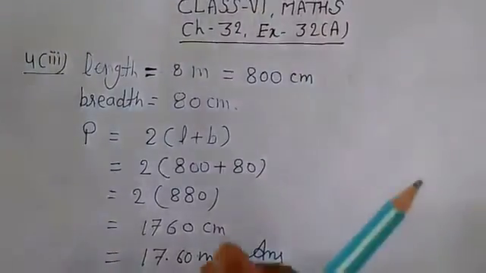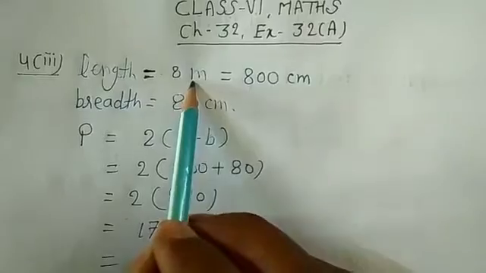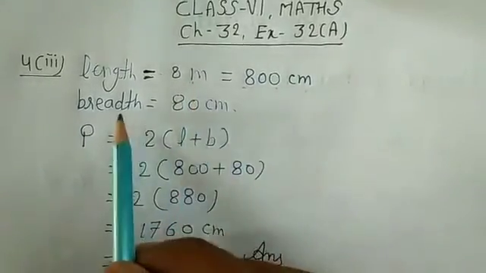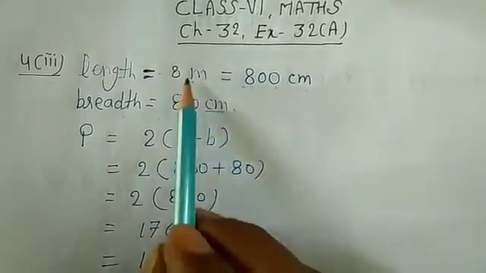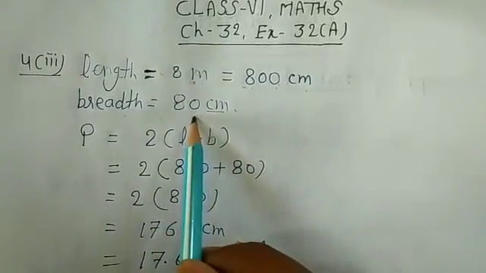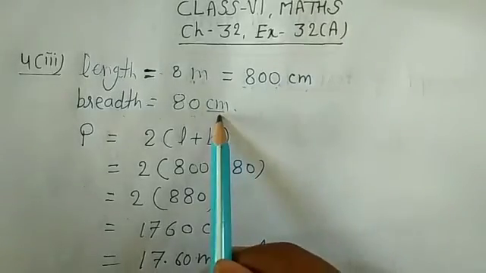Question number 4, part 3rd. Length is 8 meter. 8 meter means 800 centimeter. We have to convert this unit because breadth is given in centimeter and this is in meter. So first of all we have to convert the unit. Unit must be same for both the values or all the values.